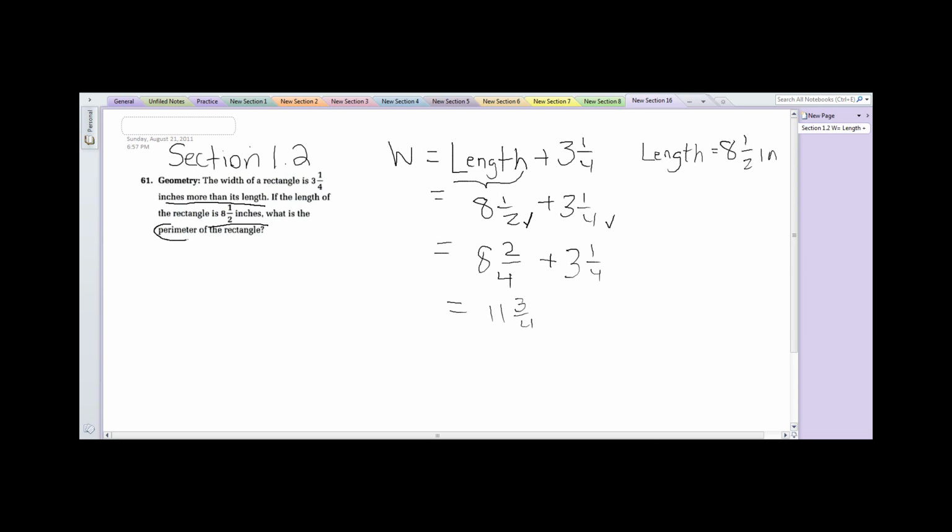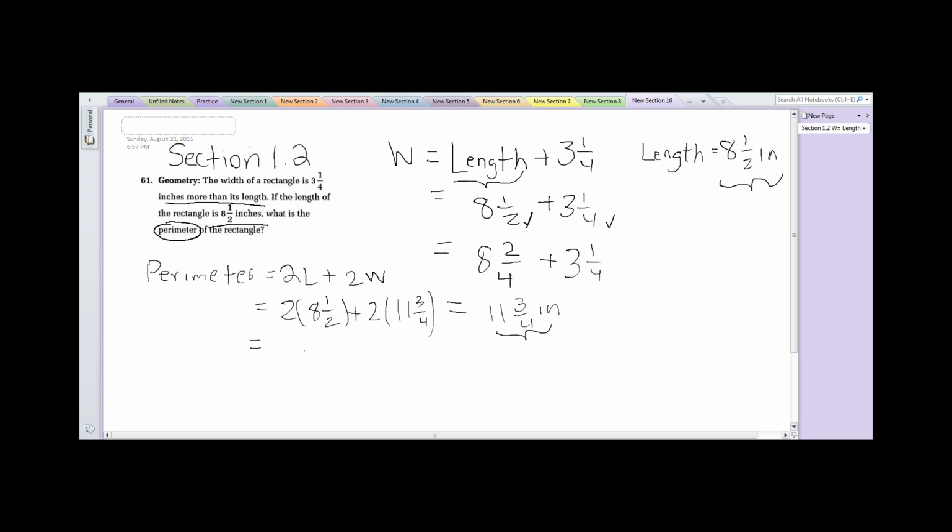They want us to know what the perimeter is. Now, we know that the formula for the perimeter of a rectangle is 2 times the length plus 2 times the width. But what was the length? The length is this 8.5 inches. And what is the width? The width is this 11 3/4 inches.